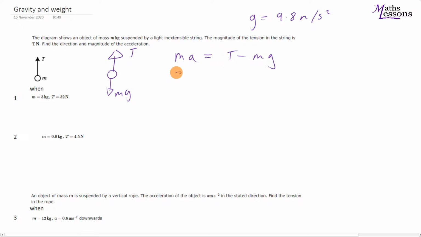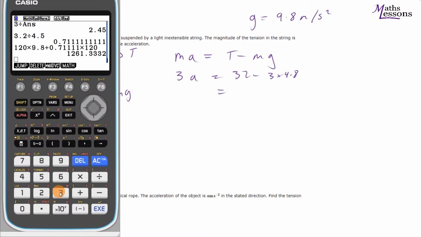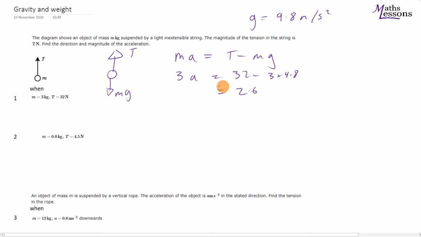So let's put this in. So put m equals 3 in, and we've got T is 32, minus 3 times 9.8. Put that into our calculator, I've left my calculator behind. Here we go. 3 times 9.8 gives me 29.4. That's going to give me 2.6 here.